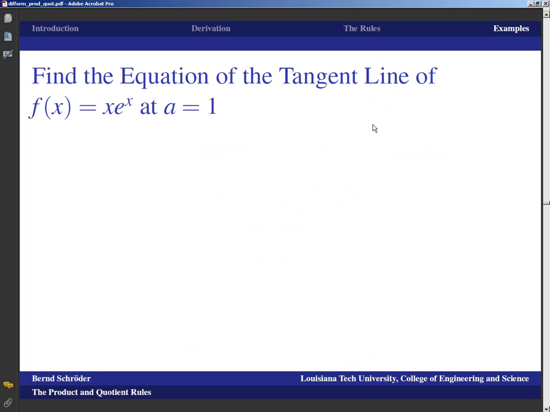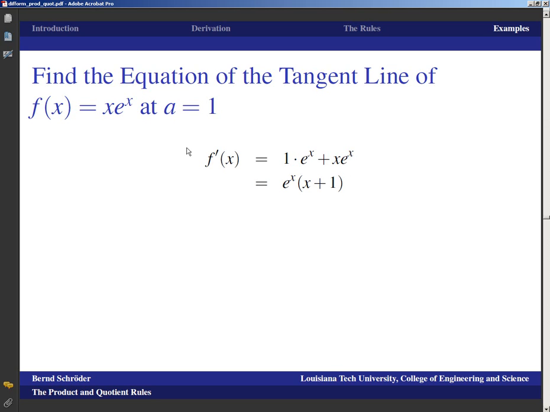What else can we do with calculus? Well, we could compute equations of tangent lines, for example, for a function like x times e to the x, which looks rather harmless, but remember, we really need the product rule to differentiate this thing. Okay, so we want to find the equation of the tangent line of this function at a equals 1. What do we need? We need the derivative. The derivative is derivative of x, which is 1, times e to the x, plus x times the derivative of e to the x, which is e to the x itself, and so that's just e to the x times x plus 1.